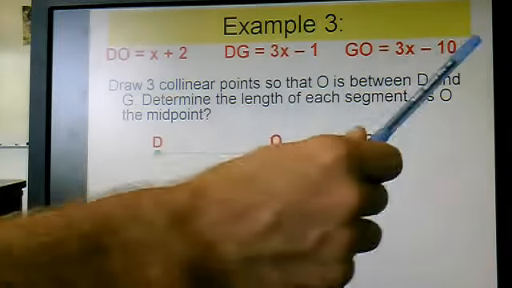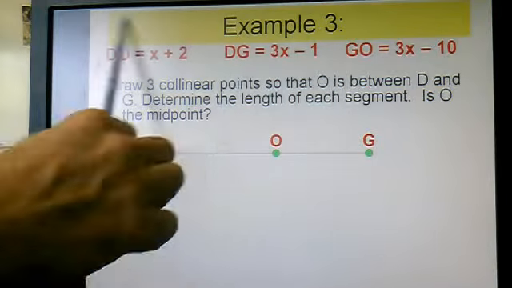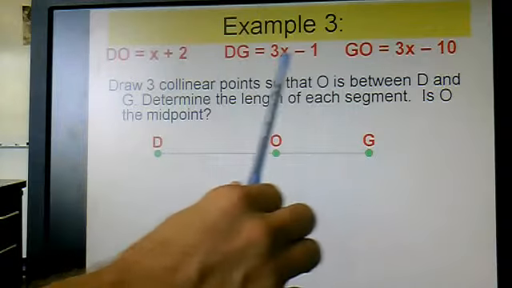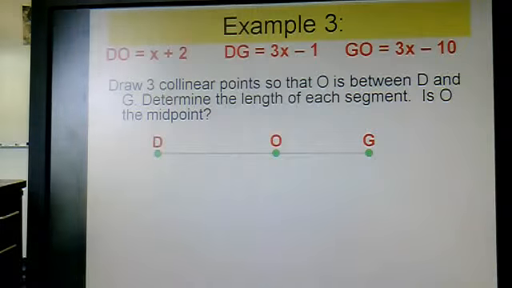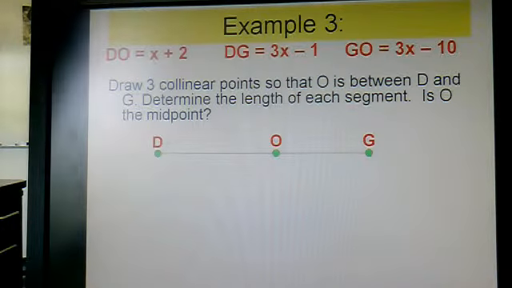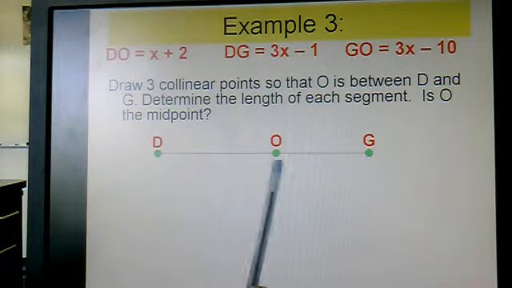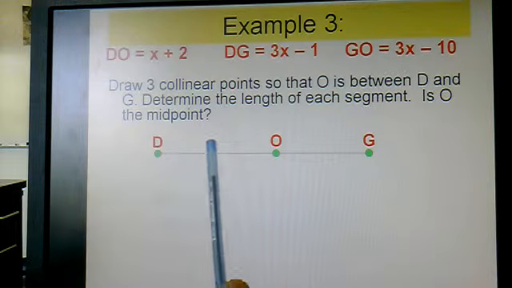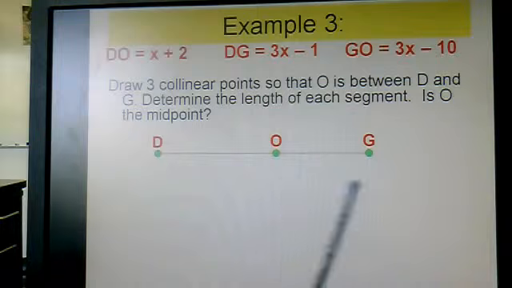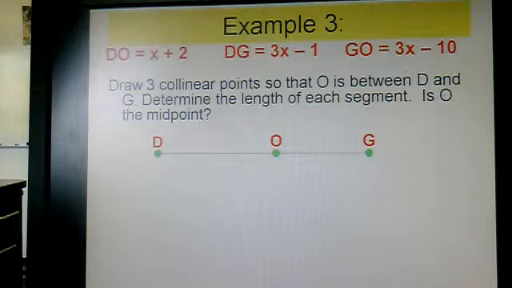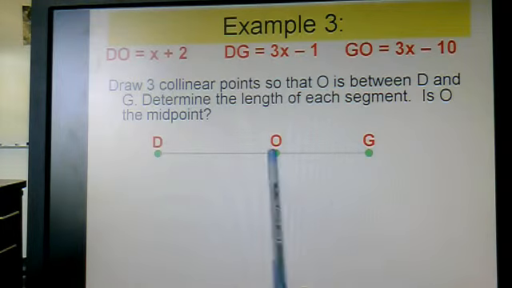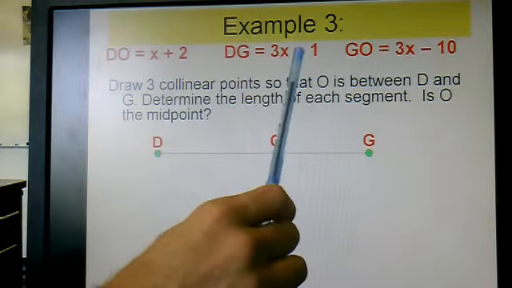Then you're going to take the givens. I don't think these were on your paper. Some of these I hold them back. Add these 3 givens onto the drawing in some way, shape, or form, or create your equation from it. DO is x plus 2. DG is actually the entire thing, 3x minus 1. And GO, the little one, is 3x minus 10. Be careful. I listed them in a different order here.